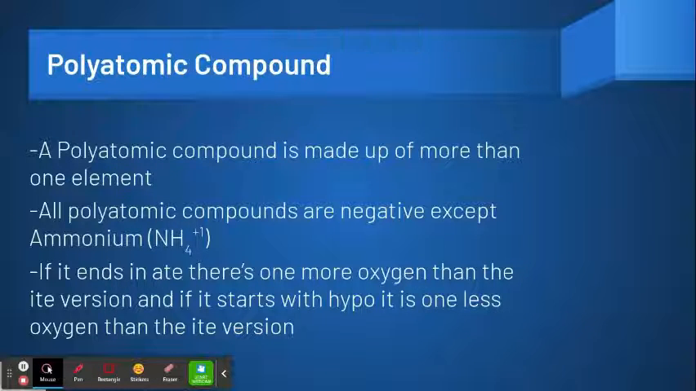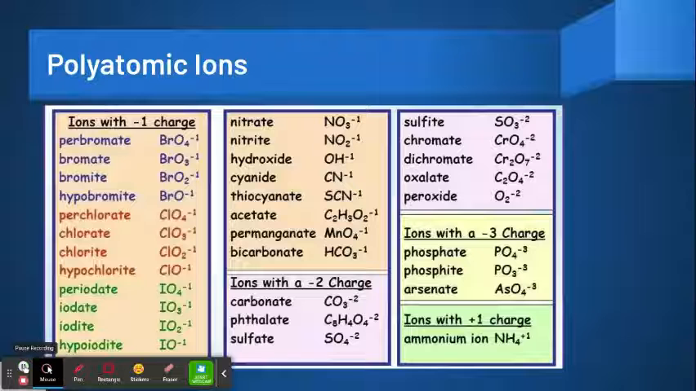And now I will be teaching you about polyatomic compounds. A polyatomic compound is made up of more than one element. All polyatomic ions are negative except ammonium, which is NH4 with a positive 1 charge. If it ends in "ate," there's one more oxygen than its "ite" version. And if it starts with "hypo," it has one less oxygen than its "ite" version. And these are the polyatomic ions that are most regularly seen.